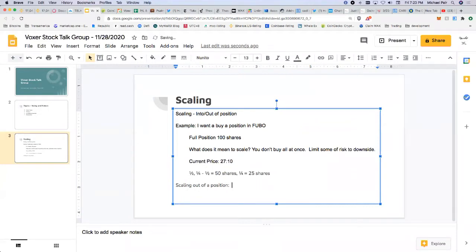So, let's say scale out of half. Okay. Now, where I've seen this is that if you've got stocks that are running, and for me, scaling out is something that I'm trying to do a bit more consistently with my positions.